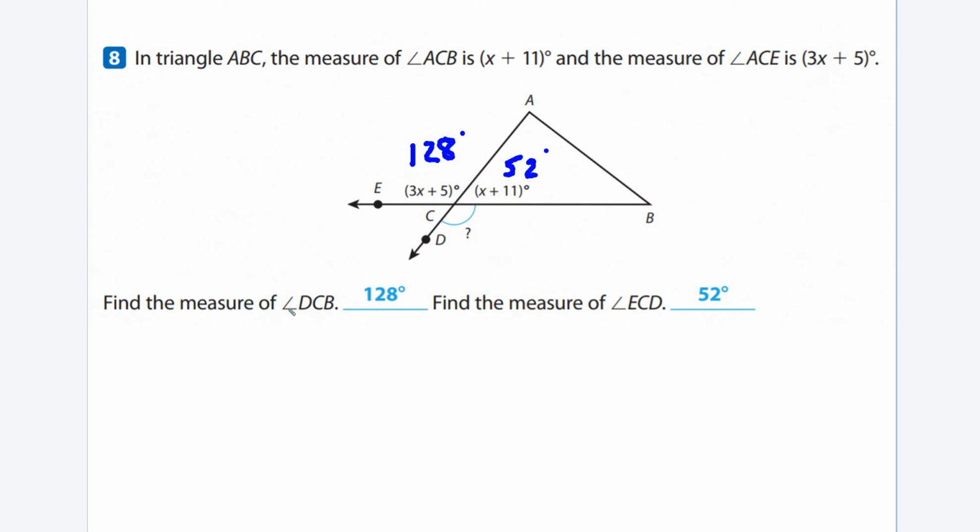It says, find the measure of angle DCB. Well, we know it's obtuse. This has to be 128 degrees. Why? Because it's vertical to angle ACE. It's also supplementary to angle ACB, right? They're also supplementary if you want to look at it that way. Okay? And then the second question says, find the measure of angle ECD. Well, this one has to be 52 degrees, and again, vertical to angle ACB.